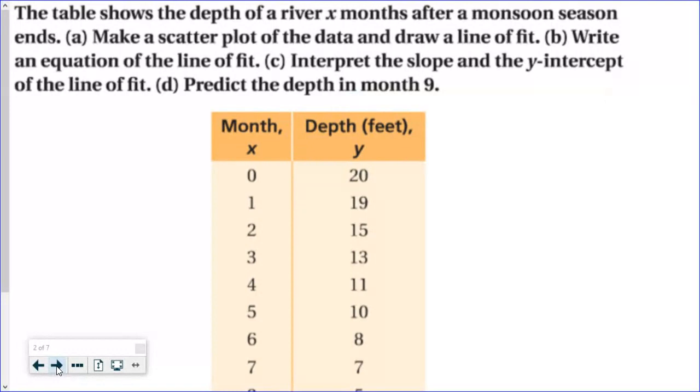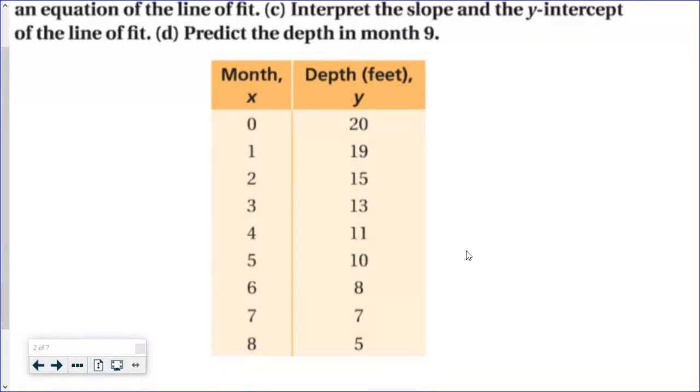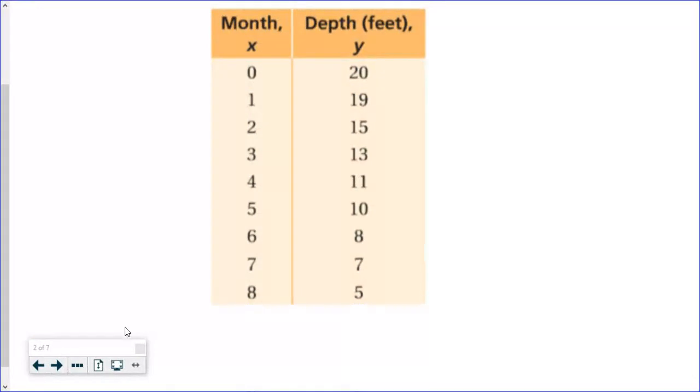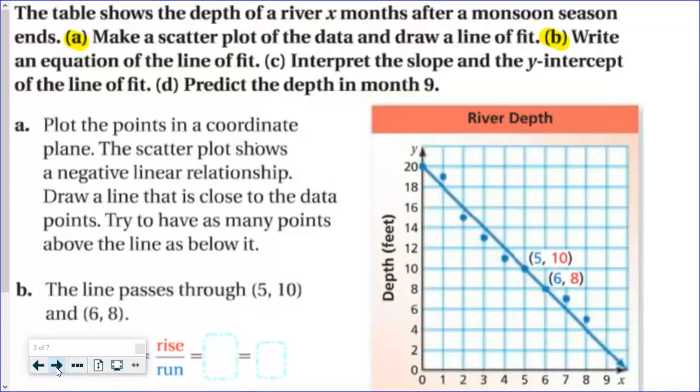It says make a scatter plot of the data and draw a line of fit. We call it either a trend line or a line of best fit. And then we're going to write the equation of that line, interpret what the slope means and what the y-intercept represents, and then predict the depth in month 9. So note, it only goes to month 8. That's why we're going to predict.